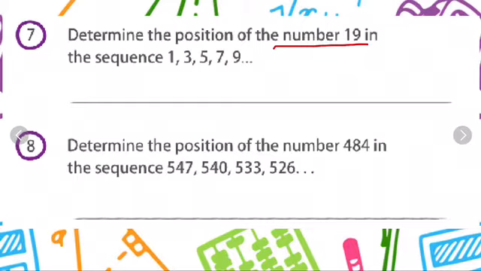1 plus 2, 3. 3 plus 2, 5. 5 plus 2, 7. 7 plus 2, 9. Okay? And you continue all the way to number 19 and check in what position it is.